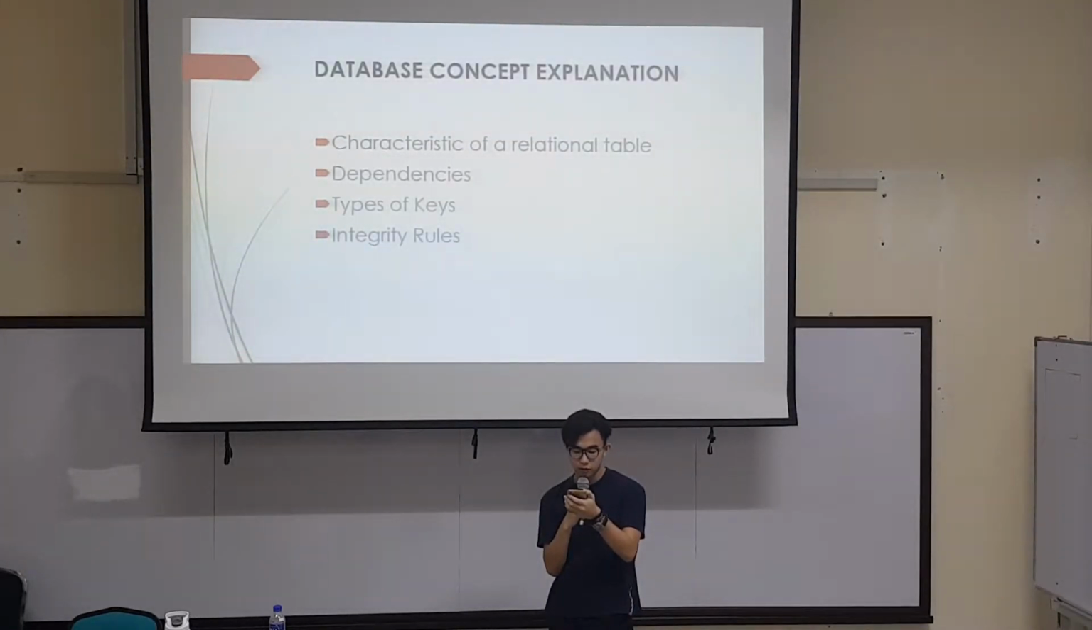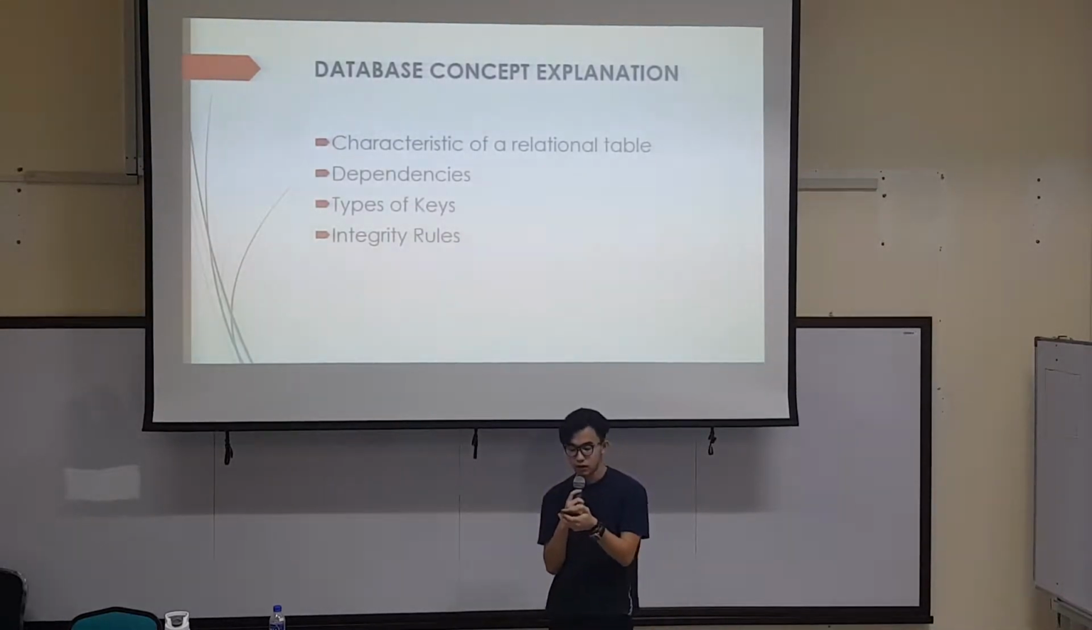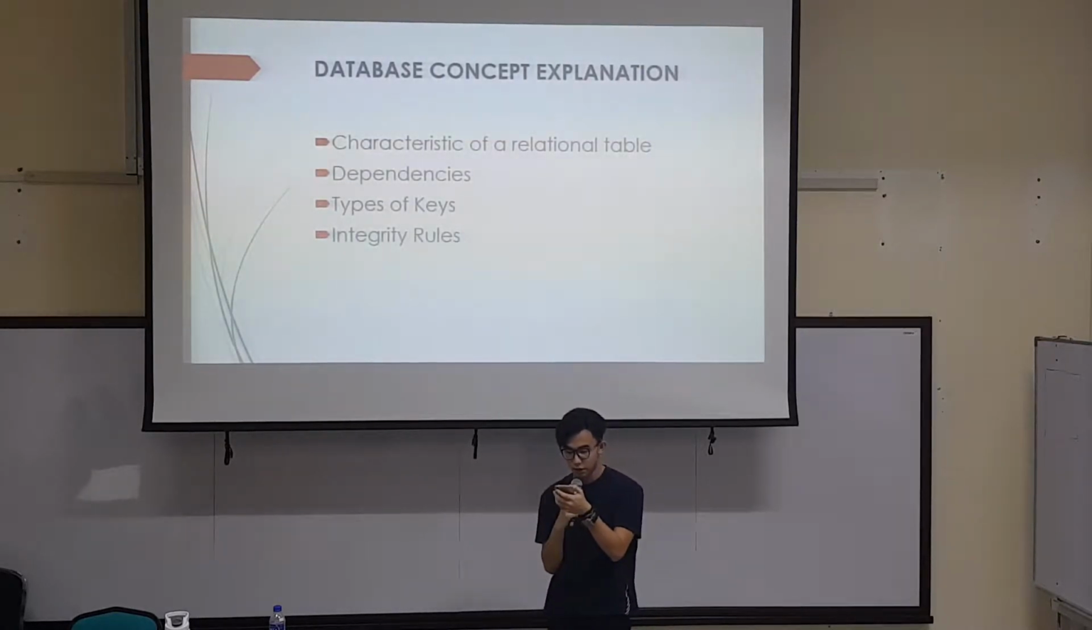And also the foreign key is 1 or more attributes in the table whose value must match the primary key in another table. The last one is the secondary key. A secondary key is a key that is strictly used for data retrieval purposes. Next, I want to talk about the integrity rules. Integrity rules have 2 types. First is entity integrity and second is referential integrity.